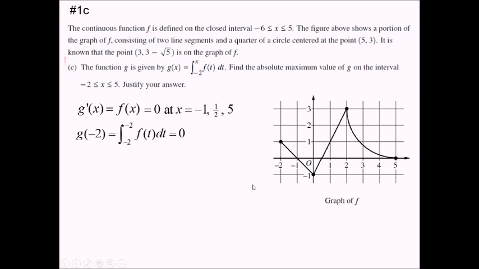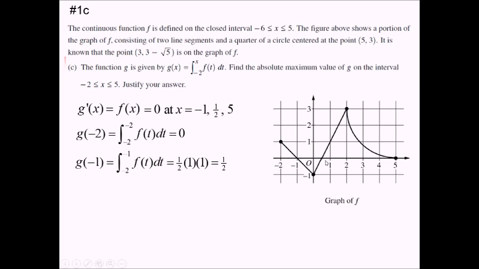The next critical value happens at -1. So we need g of -1, which is the integral from -2 to -1. Well, that's just the area of this triangle here. So that's going to be 1/2 times 1 times 1, which comes out to 1/2. Great. And then let's do g of 1/2.